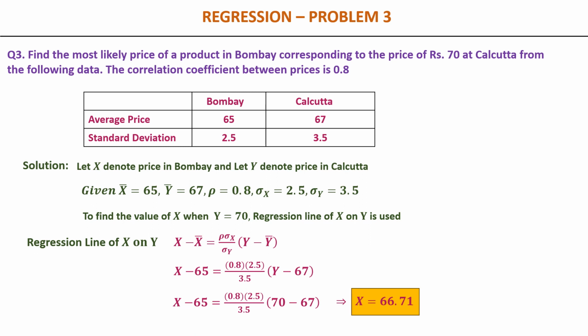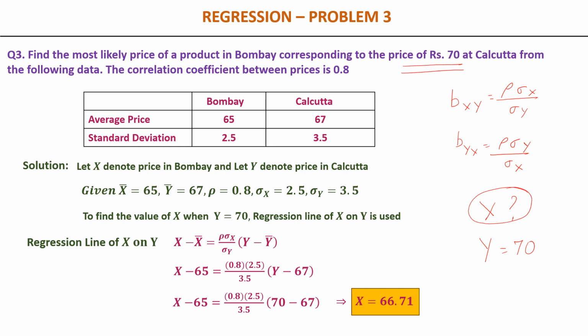So please note the formula that we have done. In the last two problems we wrote BXY, BYX. Here we are going to use the formula which we have already learned, and we are only recalling it because we are given rho, sigma x, and sigma y explicitly. The first question is to find the most likely price in Bombay, meaning find x when y is 70, when the price in Calcutta is 70. When I want the value of x, I use the regression line of x on y. It is enough if I frame that equation alone.